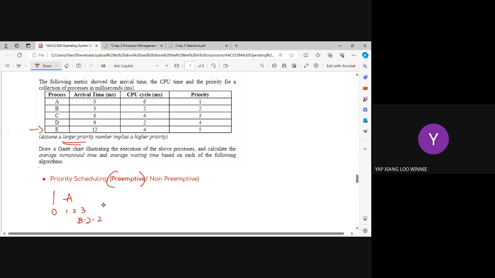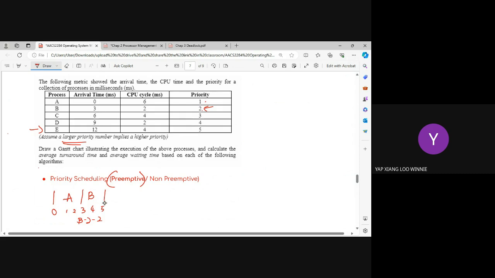Now you compare, because higher means more important. 2 and 1, 2 is higher, right? So A has to wait. At this point, definitely we are going to process the B one. Now B executes for 1 millisecond and 2 millisecond. All right, B is done.